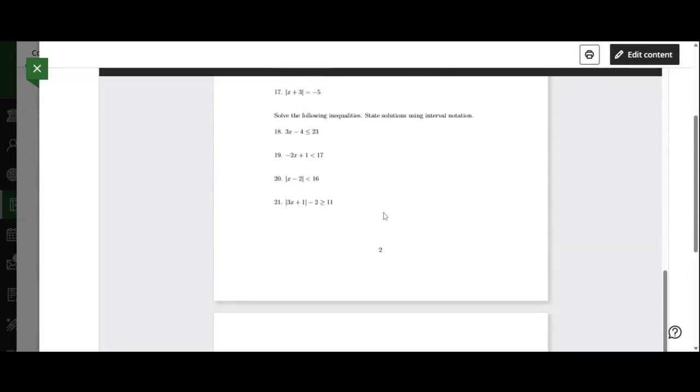And then 18 through 21, these come from section 1.7, which will be covered in the first part of class next week. Y'all make a note of this for when you look at that. Problems 18 and 19, for sure, there will be problems like that on the first test. 20 and 21, those are called absolute value inequalities.